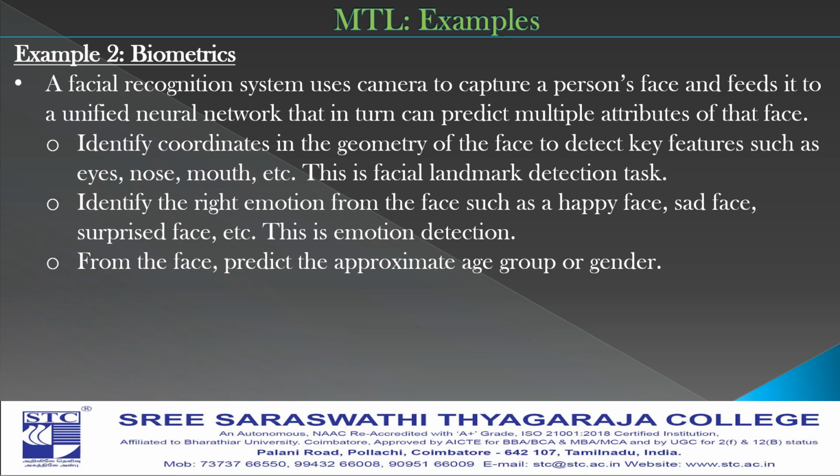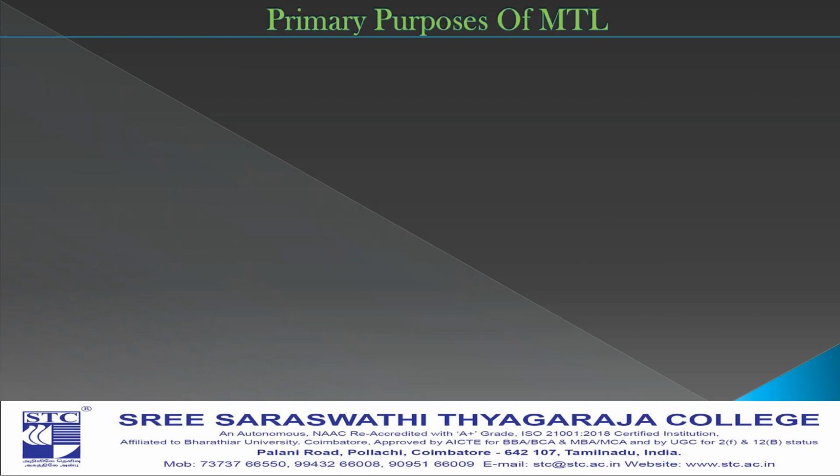Another task could be to take the photo of the face and try to predict whether it is the face of a female or a male, or approximately determine the age group the person belongs to. So multiple tasks are possible, but all these tasks can be done using different models. Three tasks means three models, but MTL helps us combine all three into just one unified model. So this is another example.